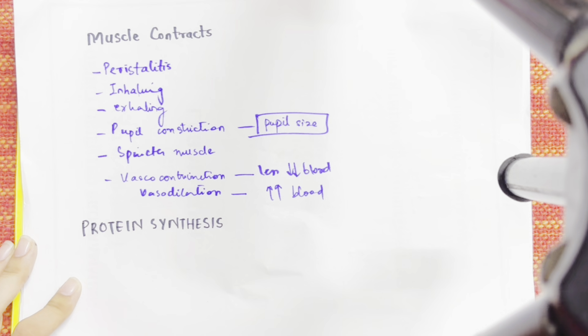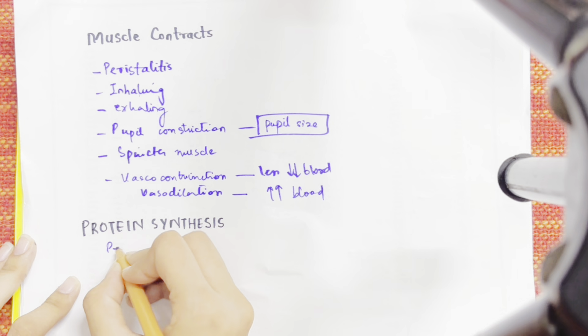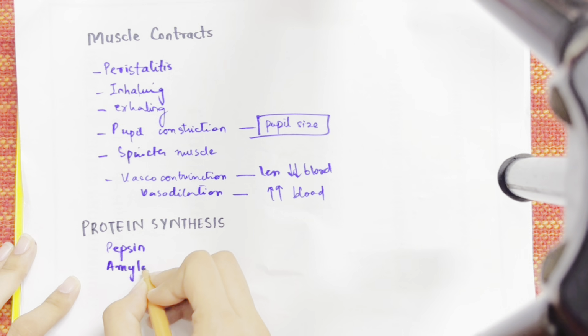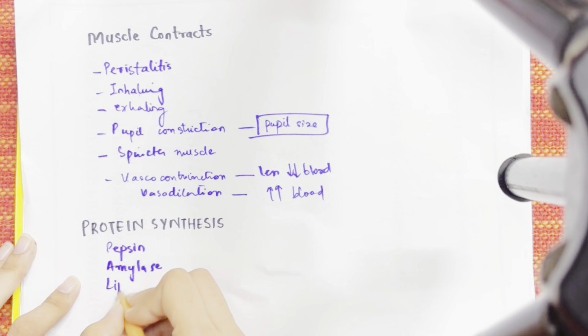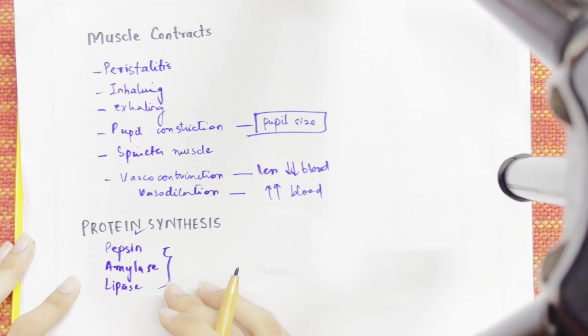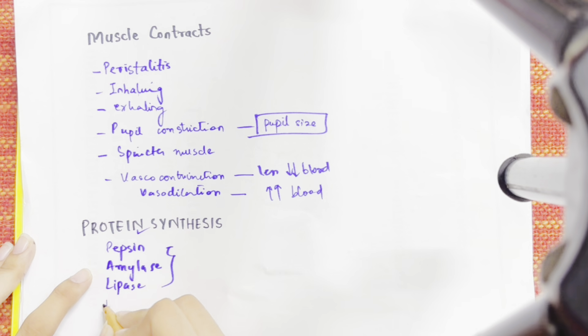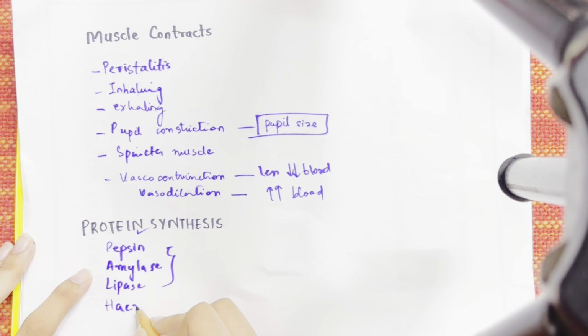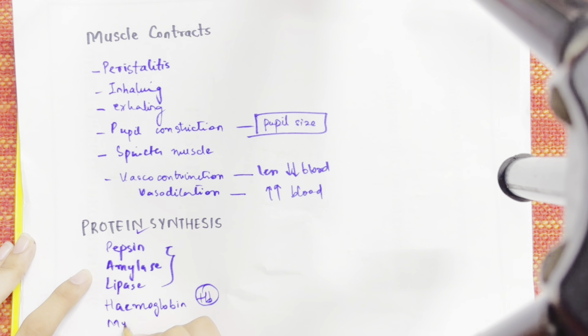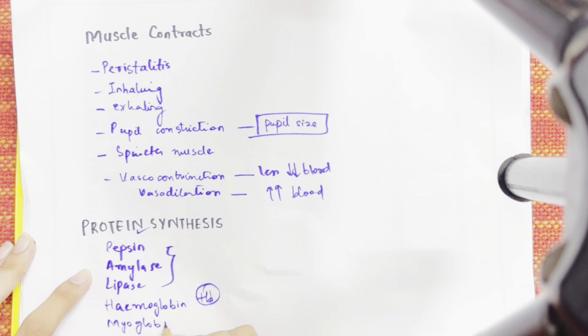Let's talk about protein synthesis. When you talk about protein synthesis, you need to understand that there are some protein-related enzymes, let's say pepsin, amylase, and another example, lipase. All of them are enzymes that are related to protein. You also need to understand that hemoglobin plays a very important role. Hemoglobin is present as Hb in your blood. Then we have myoglobin, which is present in your muscles.